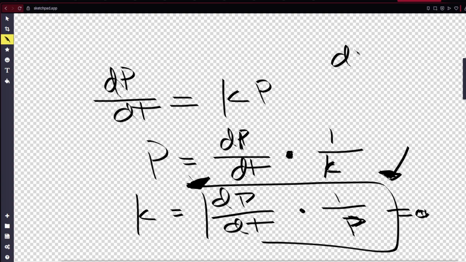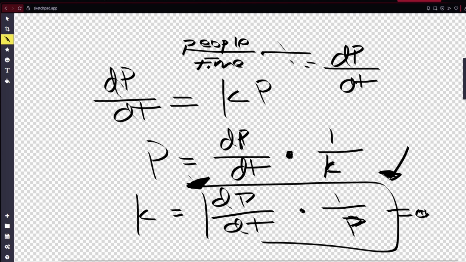Because dp over dt will give us how many people per time. It's dimensional analysis, where dp over dt will give us how many people per time. And p is the population at that time. So it would be 1 divided by people, or I guess population divided by people. Because this is the population, or this is the people. So if we cross this out, we get the, or I guess it was 1.